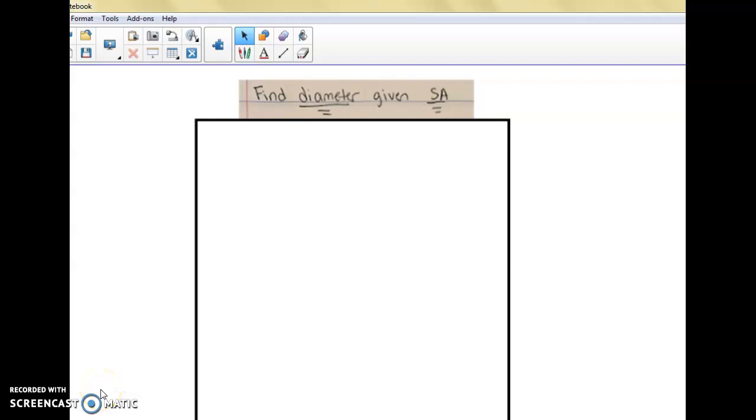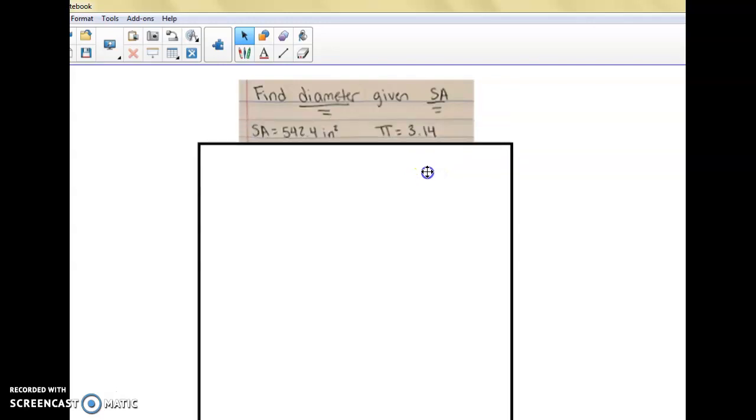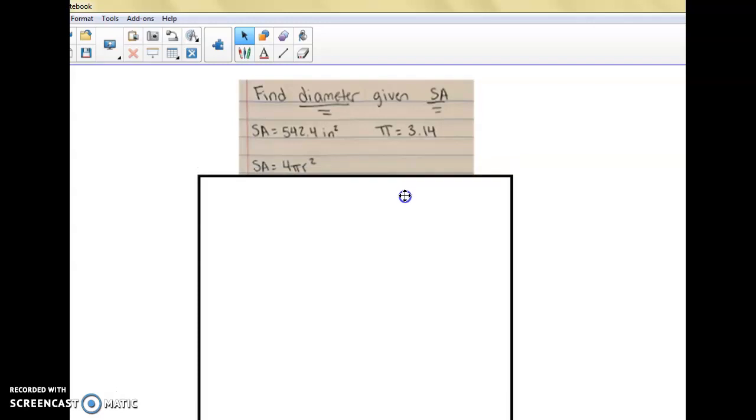All right, so the last example is when you're given a question about a sphere that asks you to find the diameter when it's given the surface area. So for this example, let's say that it tells us the surface area is 542.4 inches squared and that we're using 3.14 for pi. Again, we need to use the surface area of a sphere formula, which is surface area equals 4 times pi times r squared.